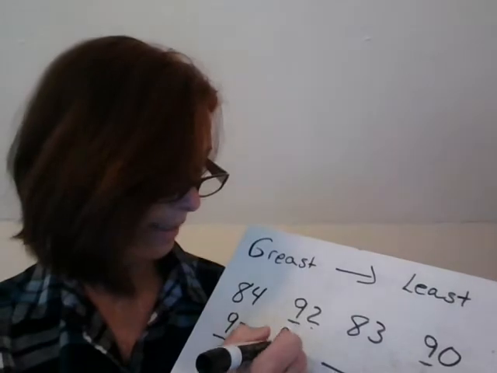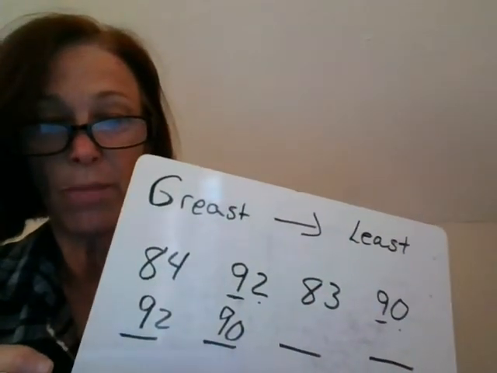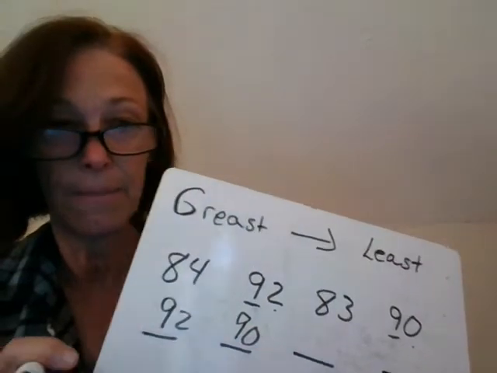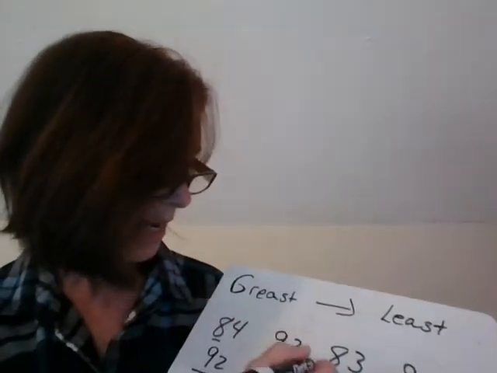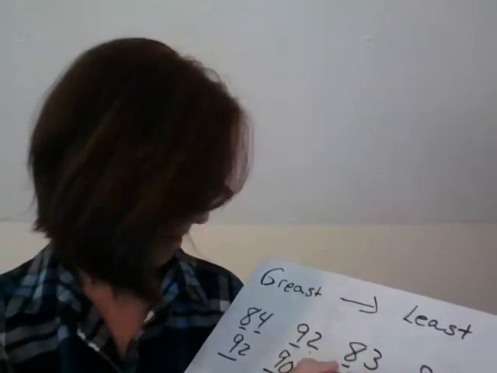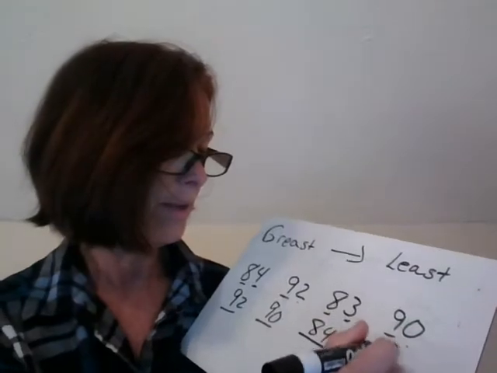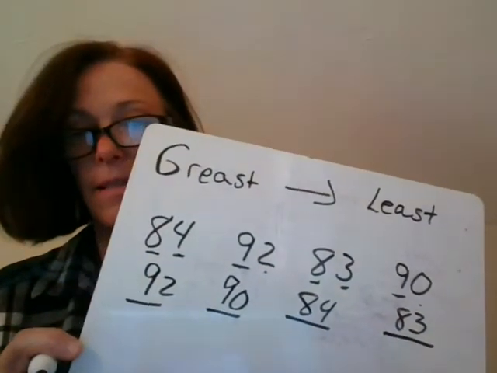You're right, 90 would go next. I got two numbers in the 80s. Which would be the greatest? You're right. The tens are the same, but 4 ones is greater than 3 ones. And we're doing this one. 83 is the last.